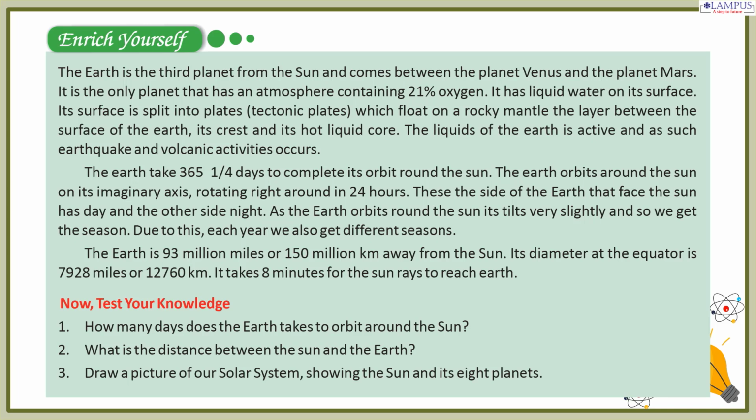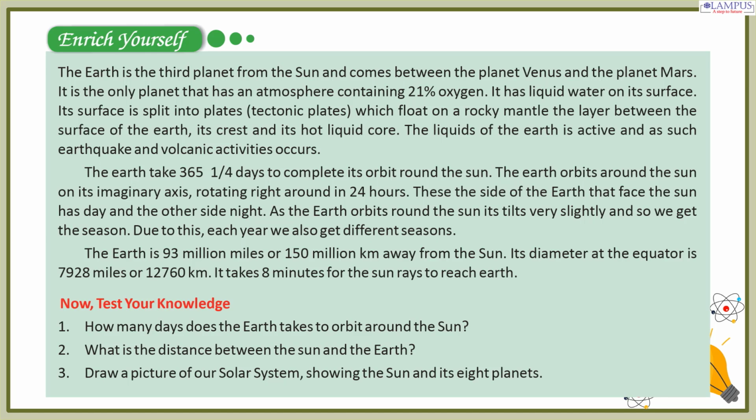Its surface is split into plates, tectonic plates, which float on a rocky mantle, the layer between the surface of the Earth, its crust, and its hot liquid core. The core of the Earth is active, and as such earthquake and volcanic activities occur. The Earth takes 365.25 days to complete its orbit round the Sun.